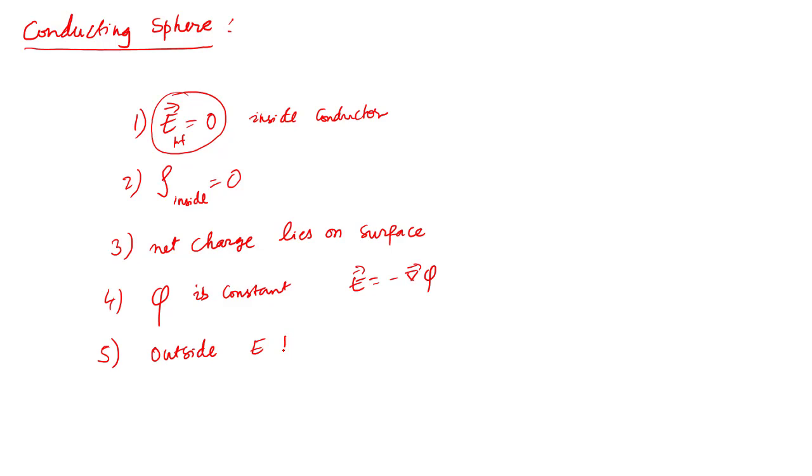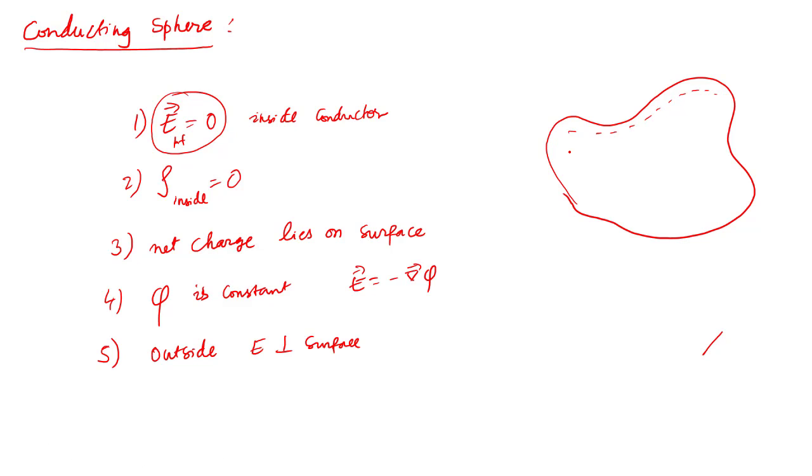E is always perpendicular to the surface, right? So if I have a conductor that is like this, there is charge that is accumulated on the surface, all this negative charge, let's say, and so the electric field points normal to the surface, right? So the electric field points normal to the surface on the surface of the conductor.